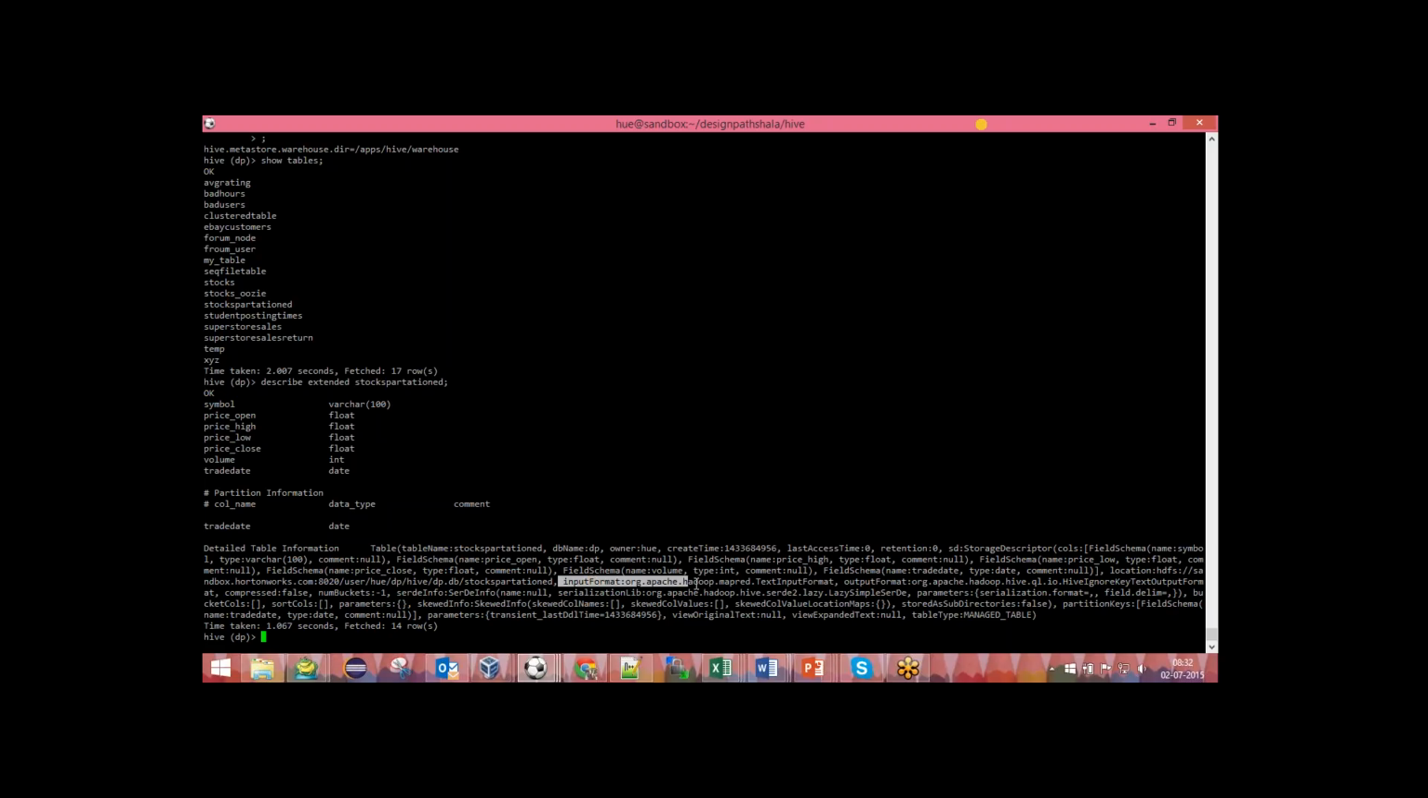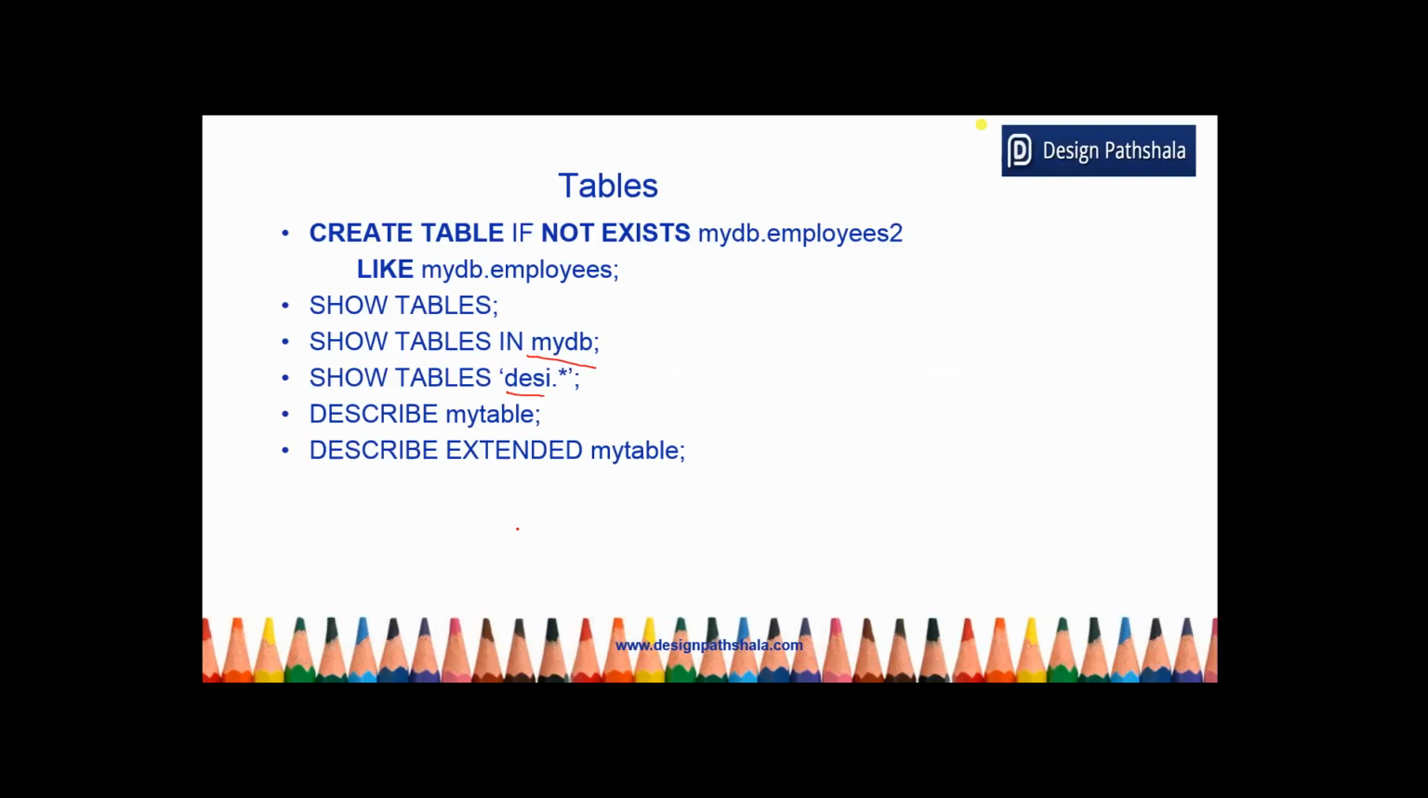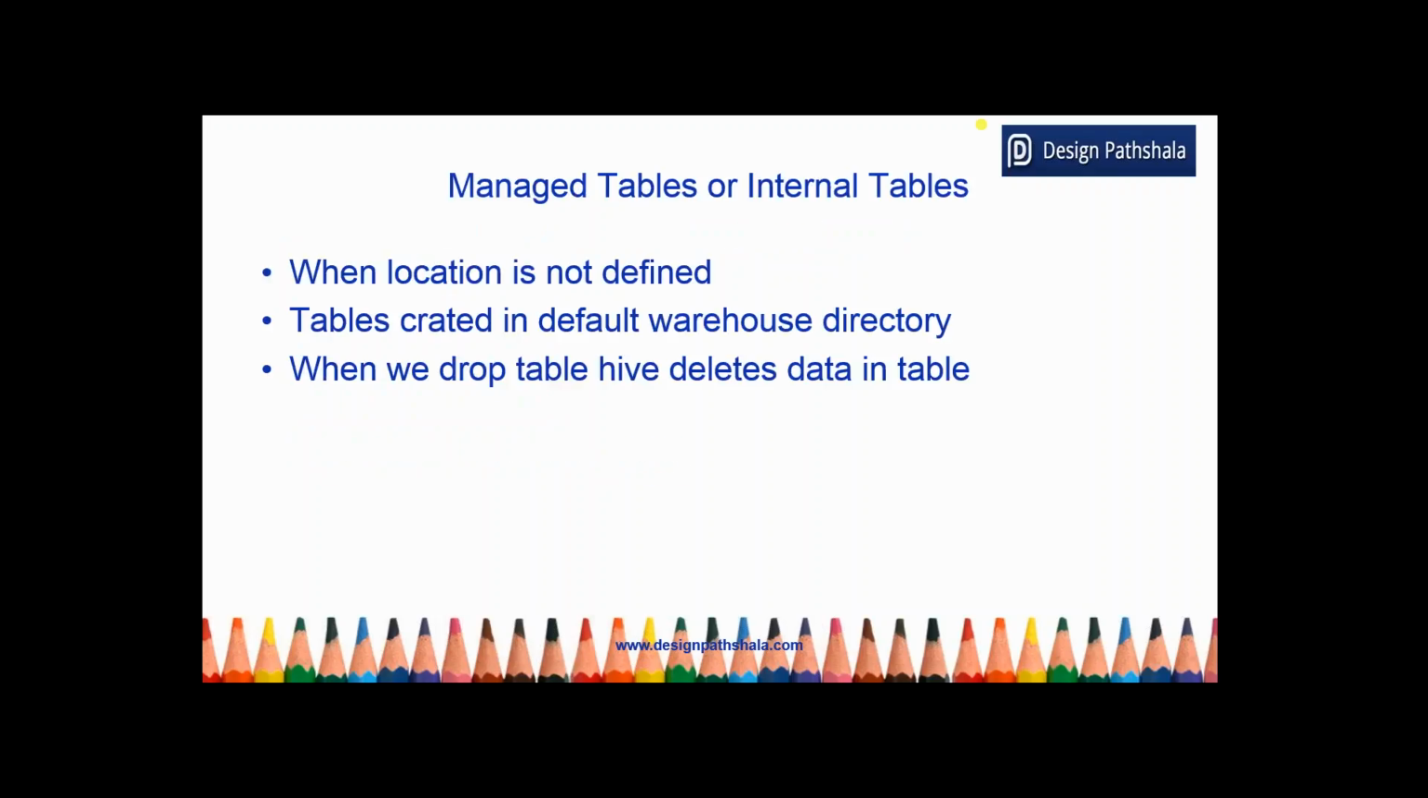Now you can see the input format used to read this data, the output format to dump this data, the location of this table, and a lot of other things. For a sequence file, it will just change this input format class, which says how to read this data. It will just store it in metadata, and nothing else will change for you. I'll show you how to read the sequence files and create them. So, describe extended, show tables.